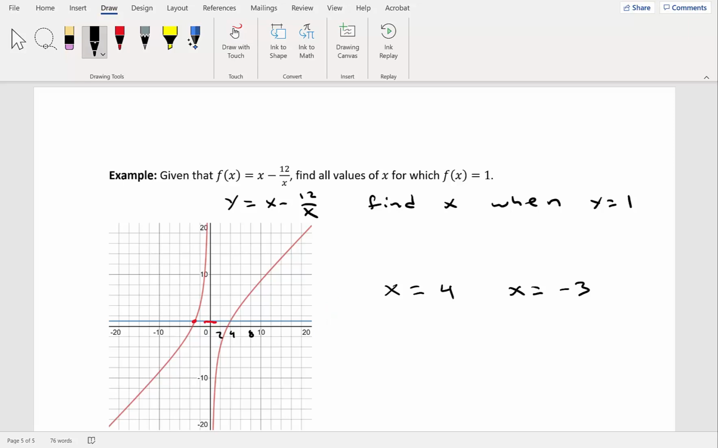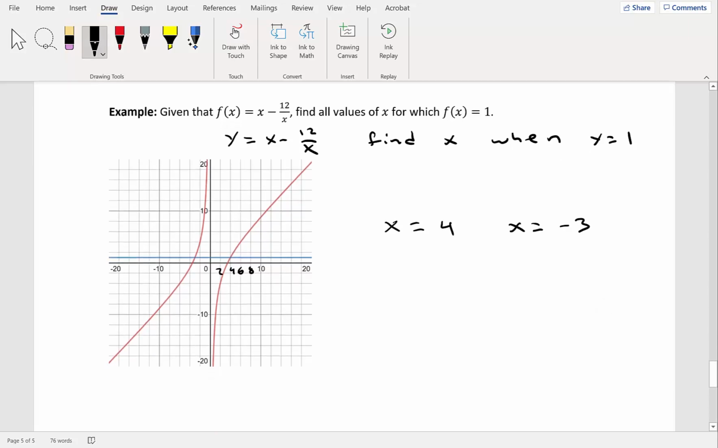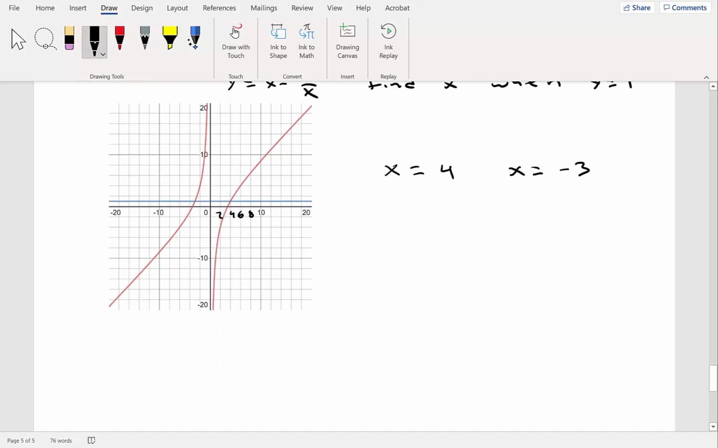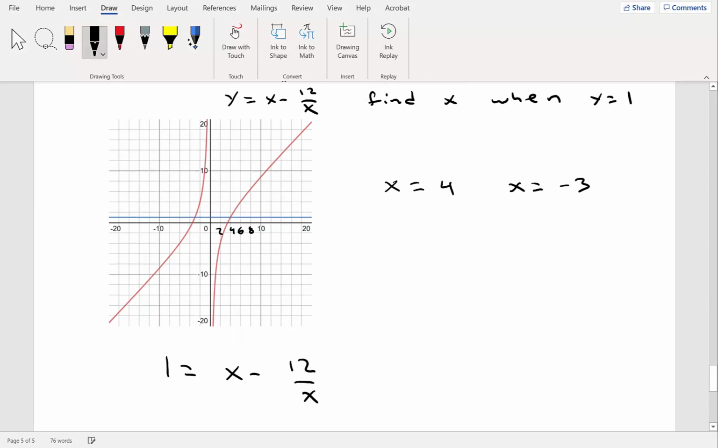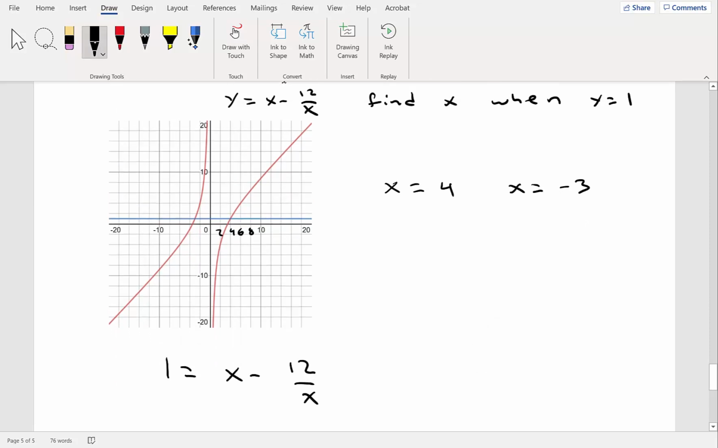Now if we're using an algebraic approach, the way that we can work this out is go ahead, plug in 1 for your y, and then solve the equation. So we would have 1 is equal to x minus 12 over x. And now we have to solve this equation. Well, notice we have a fraction.